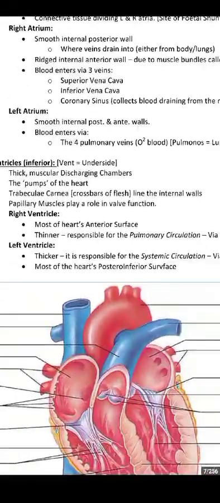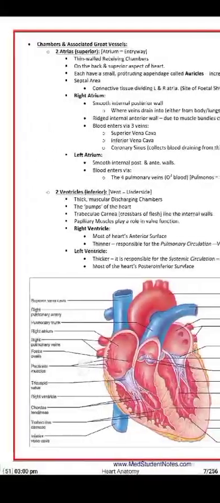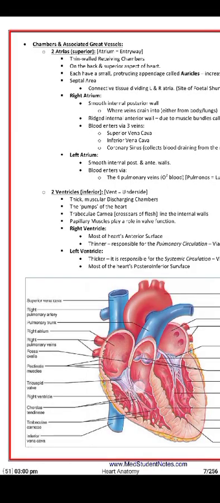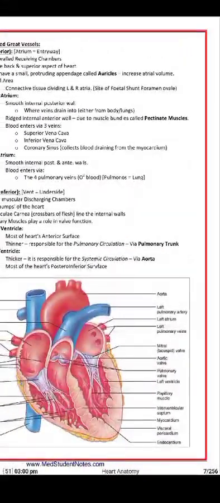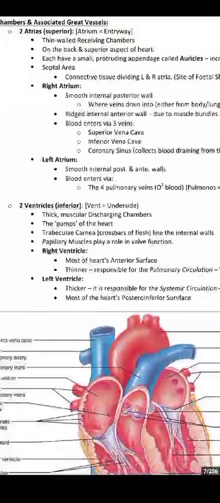There are 4 pulmonary veins, right pulmonary veins and left pulmonary veins. Next, the left atrium will contain oxygenated blood because the oxygen carrying blood from the lungs enters into the left atrium.